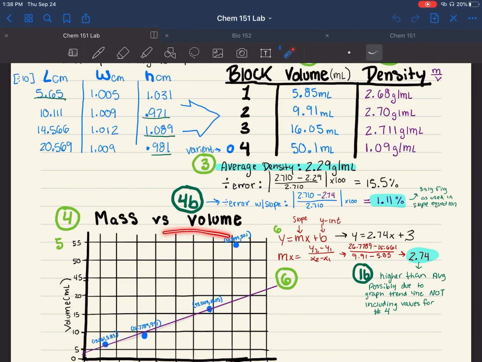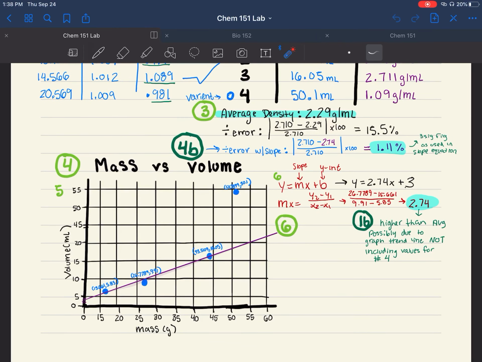After that was completed, I graphed the whole thing as mass versus volume, where mass was my x and volume was my y. After plotting the points, I created a trend line, which did not include value number 4. I got the equation for the line, which is 2.74x plus 3. The plus 3 was an estimate from this point here, and 2.74 is my slope.